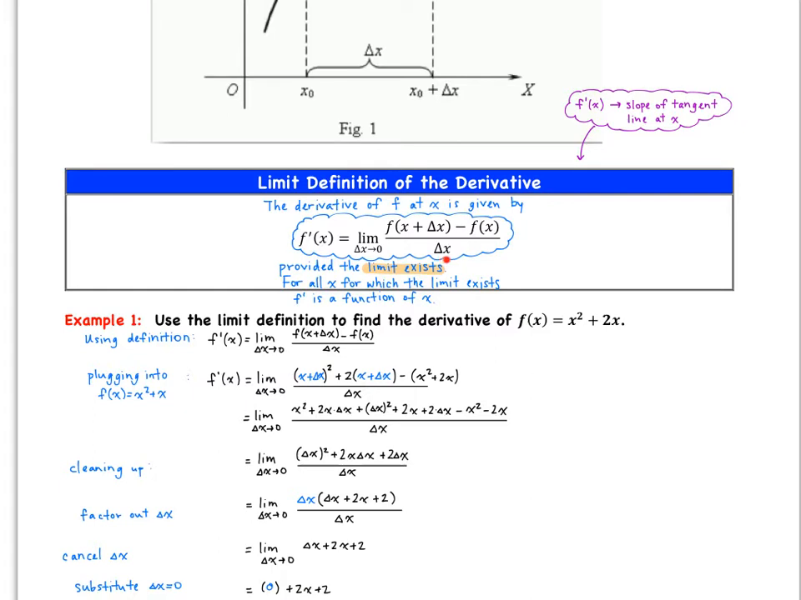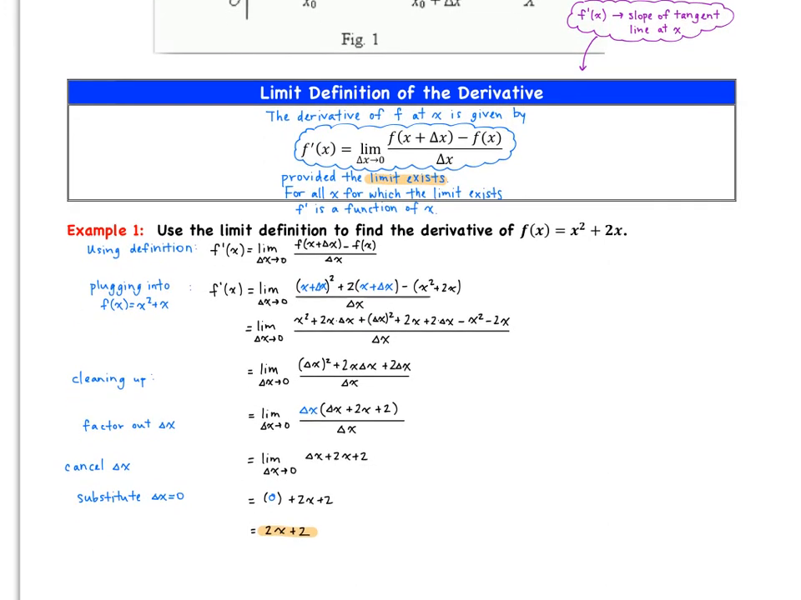Okay, and this works so long as the limit exists. Okay, so for all of x for which the limit exists, f prime is a function of x. So we can find the derivative is what it's saying. Okay, so we're going to use the limit definition to go ahead and find the derivative.